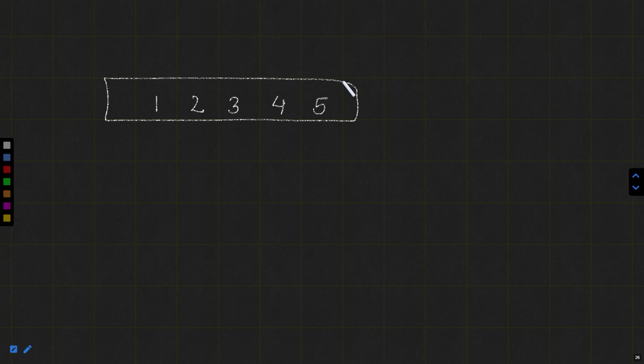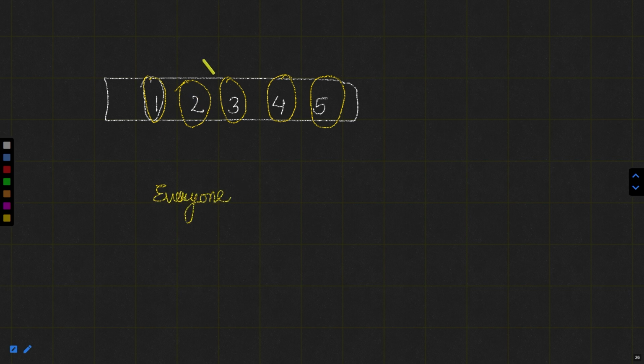If I say each has got a medal, or each one has got a medal, it means I'm talking about the first one has got the medal, the second one has got the medal, the third one has got the medal, the fourth one has got the medal, the fifth one has got the medal. It means I'm talking about them individually. I'm focusing on each and every person. But if I say everyone, it means I'm talking about all the individuals collectively.